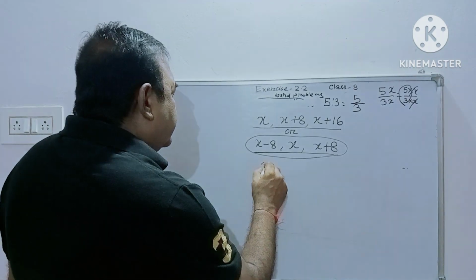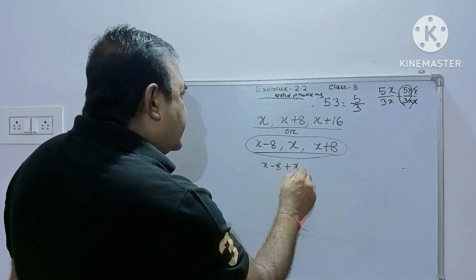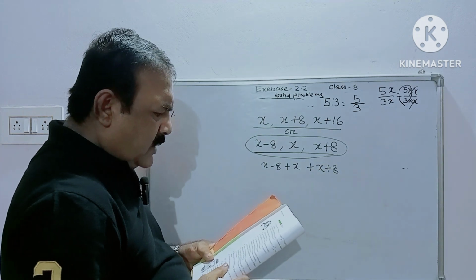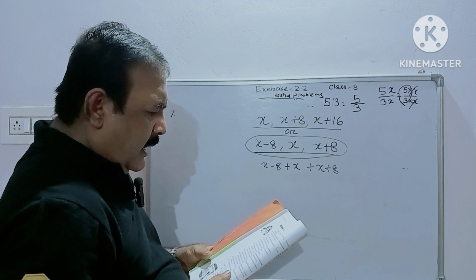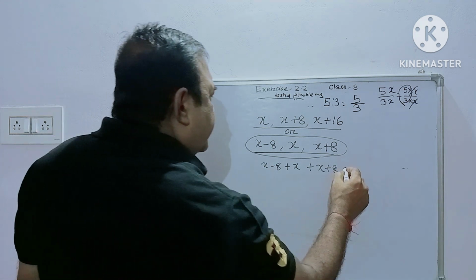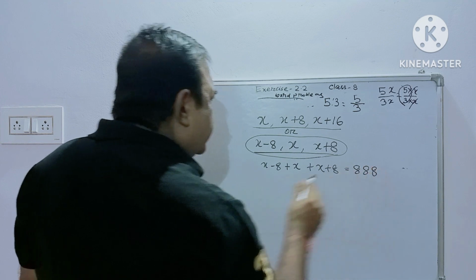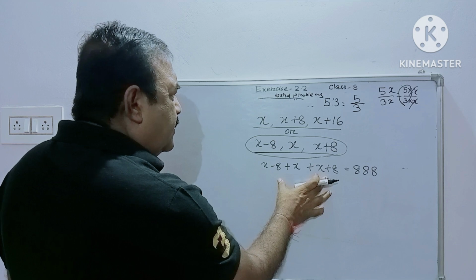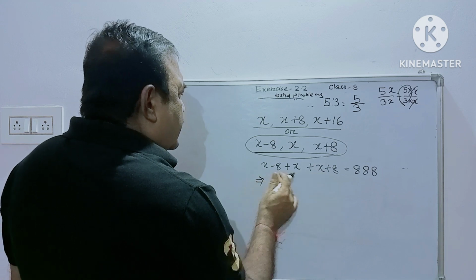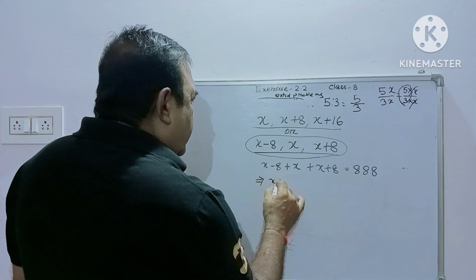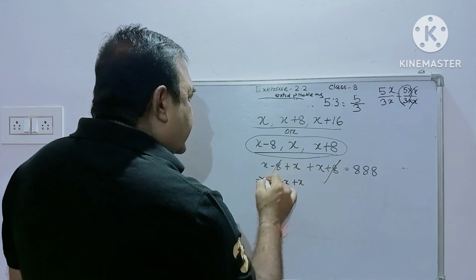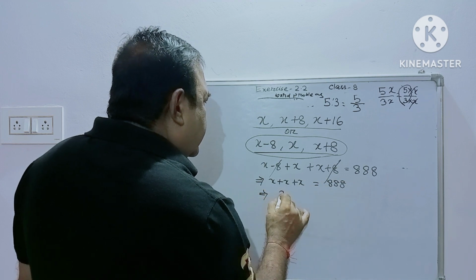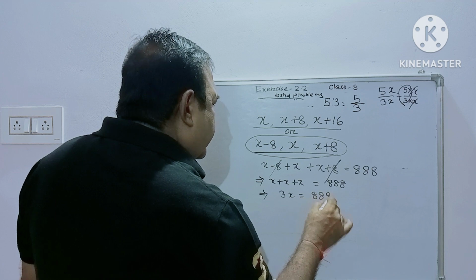How you see? x minus 8 plus x plus x plus 8. These are the three consecutive multiples of 8. And the sum is given 888. So this is the equation. In one side there is the algebraic expression, we have to find the value, yes or no? So bring the like terms, plus 8 minus 8 cancels here, that is equal to 888. That implies 3x is equal to 888.